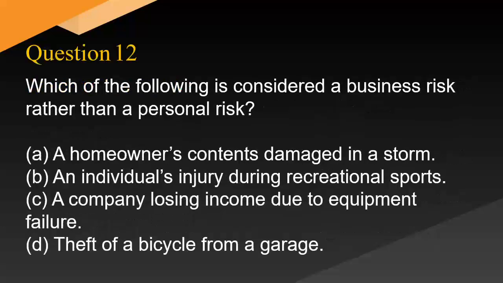Which of the following is considered a business risk rather than a personal risk? A. A homeowner's contents damaged in a storm. B. An individual's injury during recreational sports. C. Company losing income due to equipment failure. D. Theft of a bicycle from a garage.